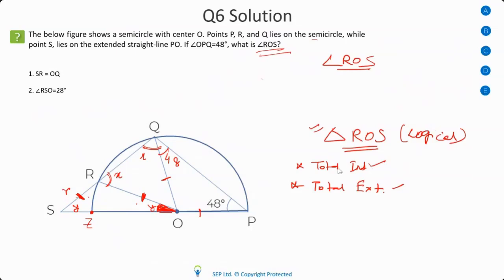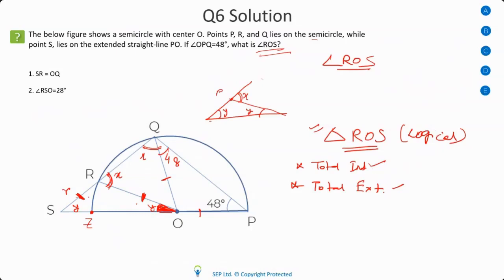Now in this case, notice something interesting: this angle, the one that I marked X, is basically the external angle of triangle ROS. Let me draw it separately so that you'll be able to visualize it. Notice this is Y, and this is X. This is basically the external angle of triangle ROS. Is this perfectly clear or not? Let me bring up the poll. Please mark yes if this is clear.